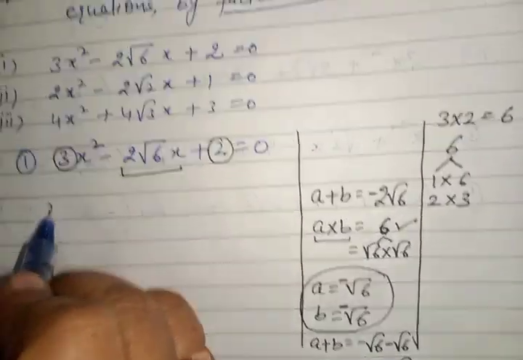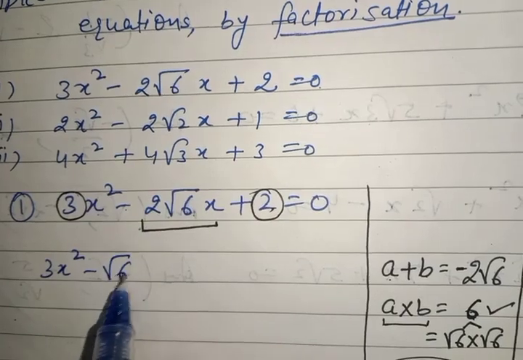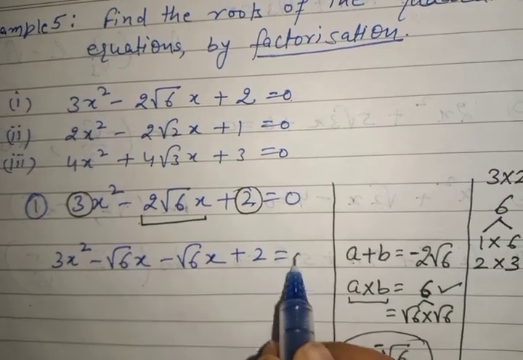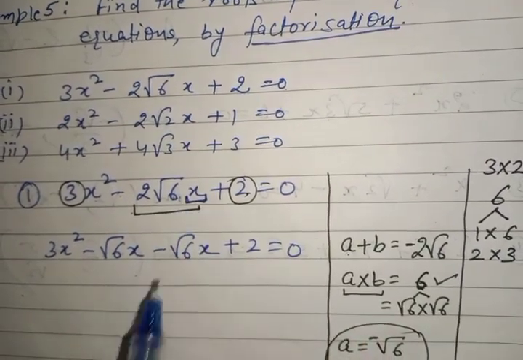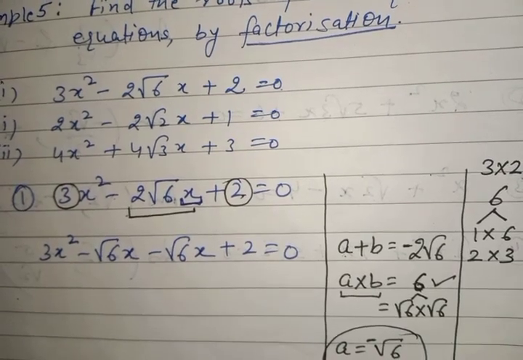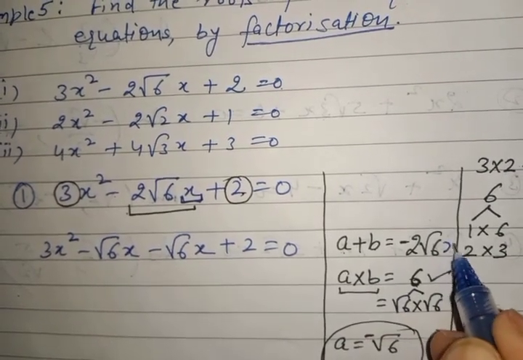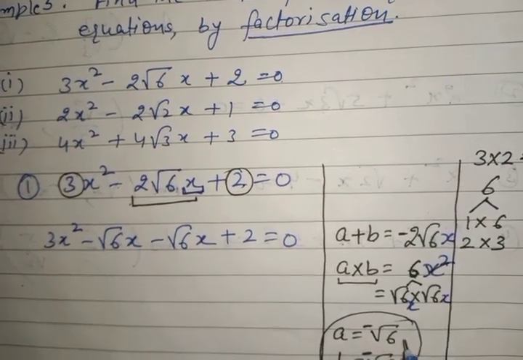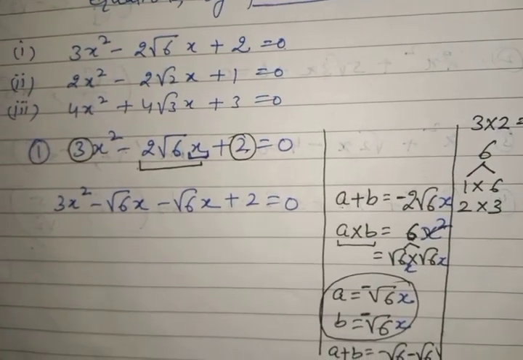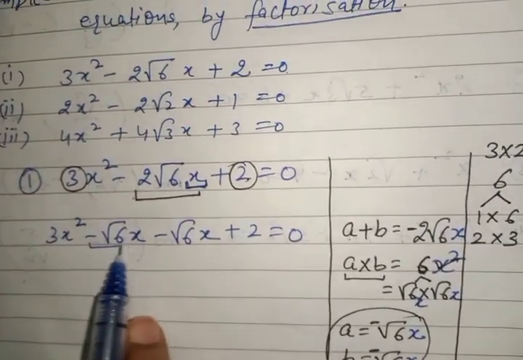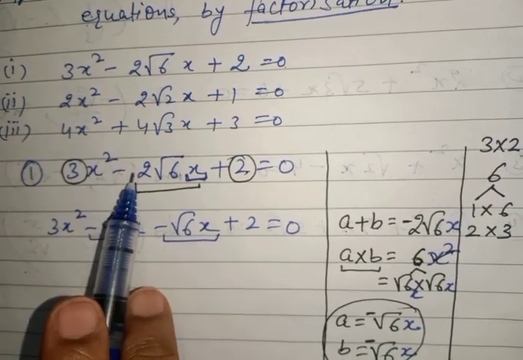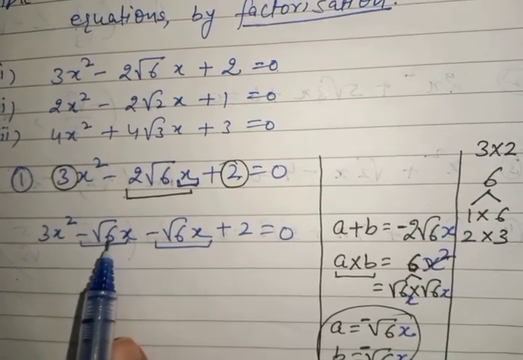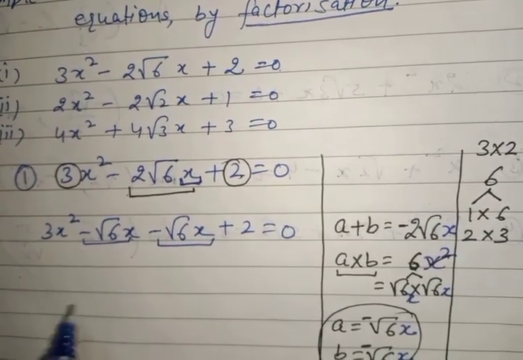So we can write this as 3x square minus root 6x minus root 6x plus 2 is equals to 0, because here already x, so we need to write x with them. Or you can write that a plus b we need this and a into b we need this. So minus root 6x and minus root 6x will give us minus 2 root 6x. And if we multiply minus minus plus and root 6 multiply root 6, we will get 6.